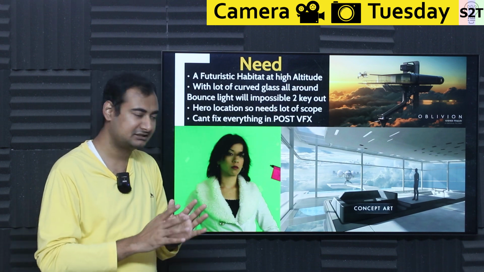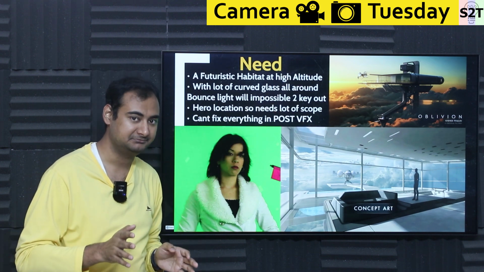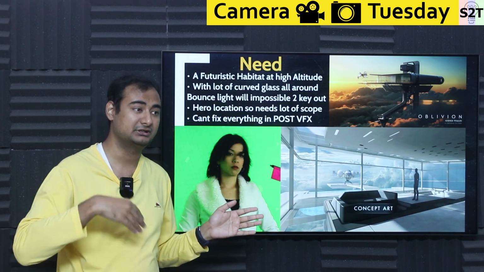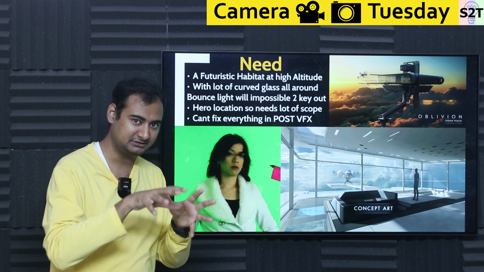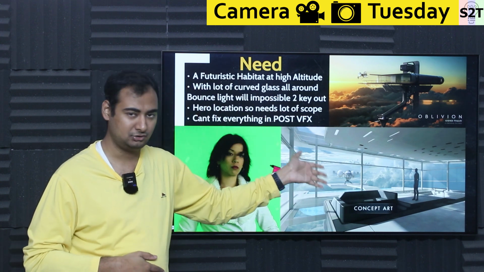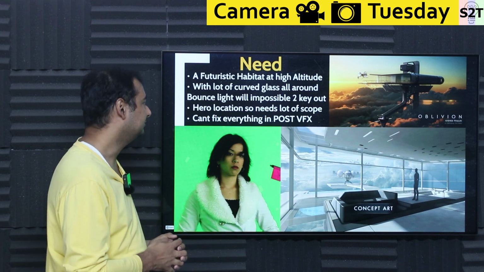But they must have started with hundreds of concept art. It does take time. I used to work in the game industry, so I understand this sort of thing, where hundreds of concepts have to be thrown out. Then only this, I think, nails down what you want. So they had a futuristic habitat with high altitude, which meant huge windows with curves. Now you have to understand this.